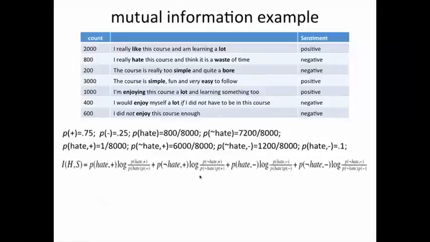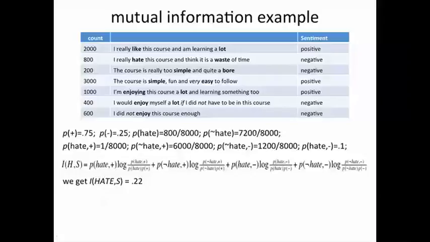The mutual information between the word hate and the sentiment plus or minus is obtained by plugging into the formula, and you have 4 terms in the formula, one for hate plus, not hate plus, hate minus, and not hate minus, and the result is that we get the mutual information between hate and sentiment is 0.22. Well, is this good or bad?